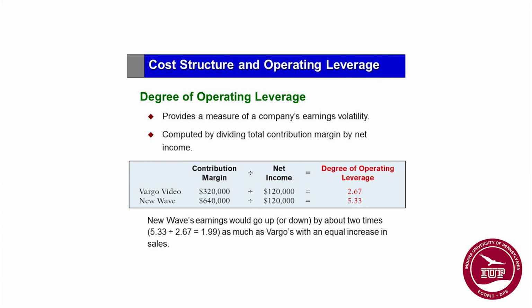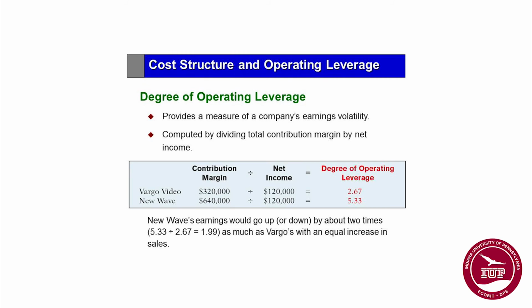To compute the degree of operating leverage, you take the contribution margin and divide it by the net income. So for Vargo Video, 2.67 is the degree of operating leverage. For New Wave, the degree of operating leverage is 5.33. What does that really mean? That basically means that if the sales change by 1%, the net income will change by 2.67% for Vargo. If the sales change by 1%, the net income will change by about 5.33% for New Wave.